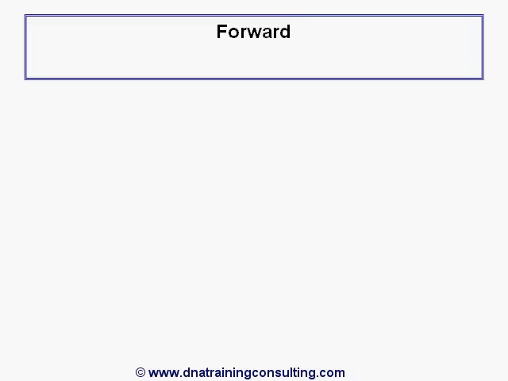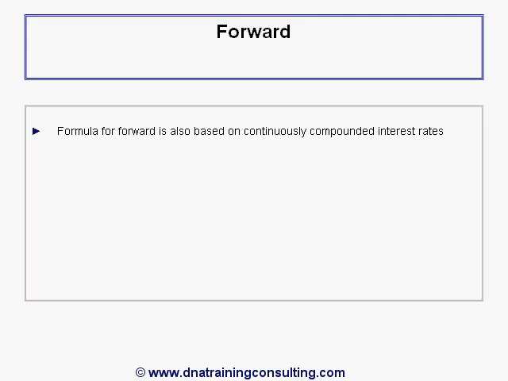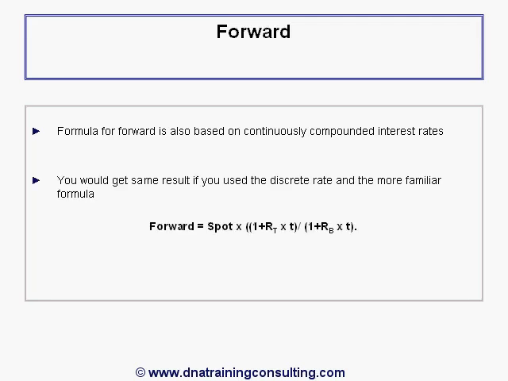The formula for forward in cell D7 is based on continuously compounded interest rates, as you should have noticed, to maintain consistency with the model. You would derive the exact same forward rate if you use discrete interest rates and the more familiar formula, where forward is spot times 1 plus the term interest rate expressed as a discrete interest rate adjusted for the time, divided by 1 plus the base interest rate adjusted for the time.